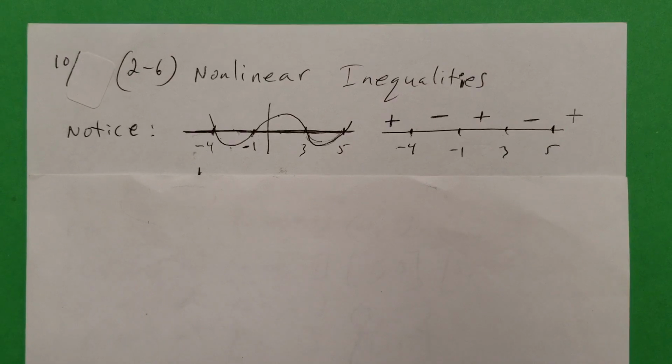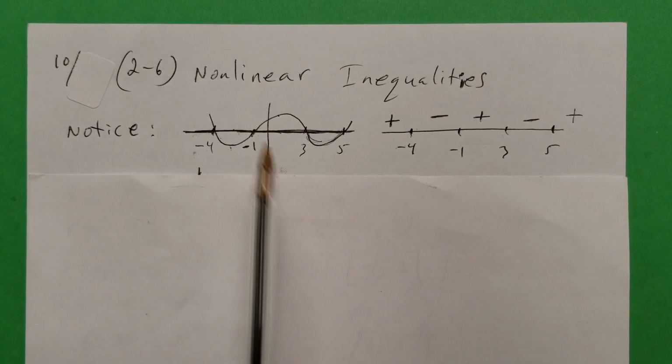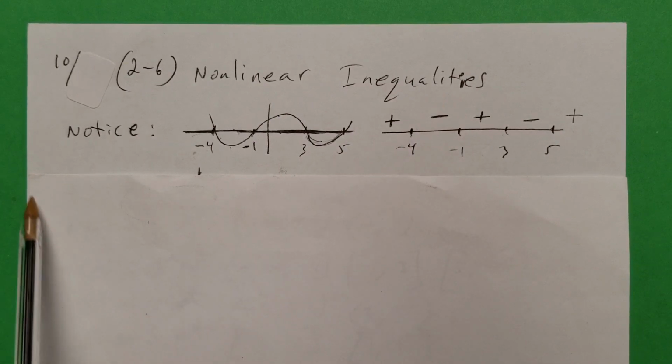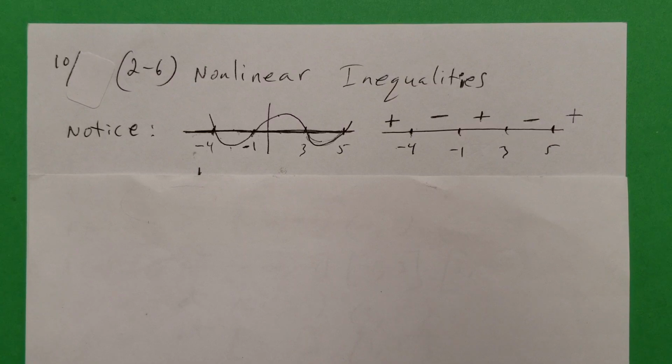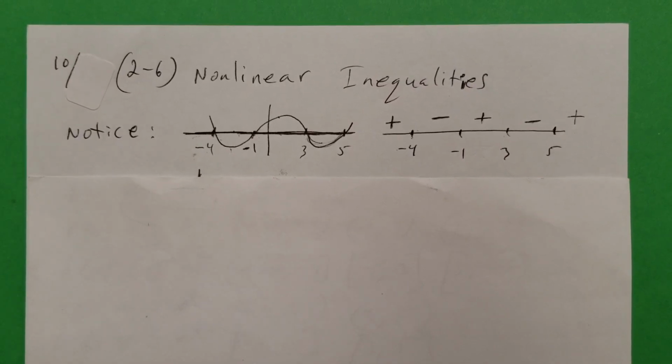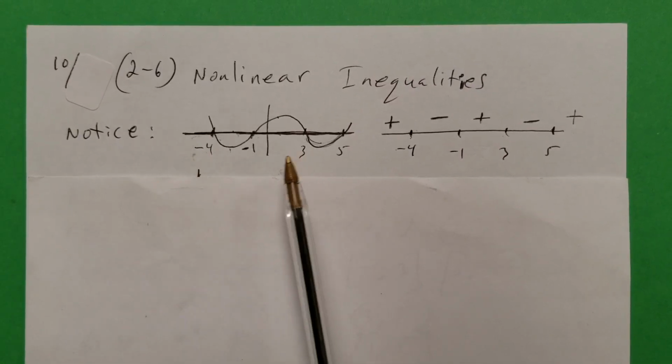After this section, we'll review a little bit and take the test for chapter 2. Alright, 2-6 is nonlinear inequalities. Don't forget the date over here. So you know what inequality means. Greater than or less than, right? Not equal. So let's start by looking at a simple graph.